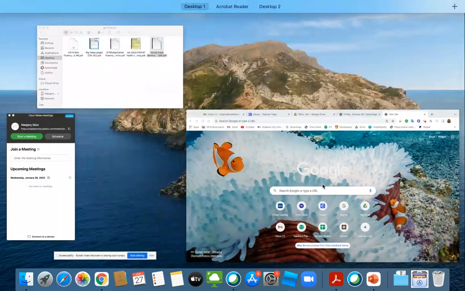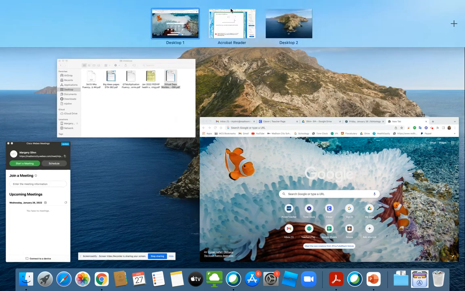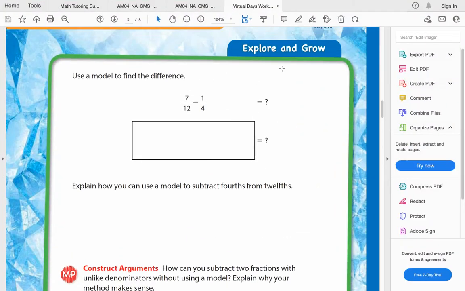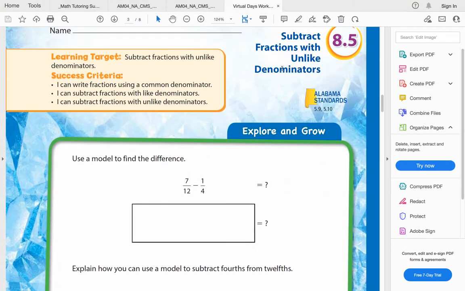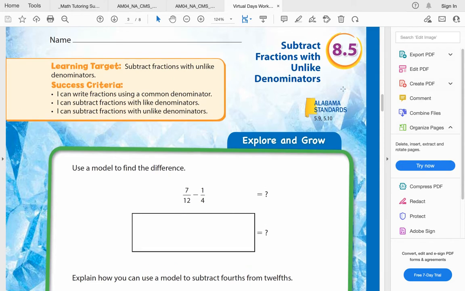Hi, everybody. Good morning. Just want to take this opportunity to talk to you about your fractions assignment for today. So we're going to go over subtracting fractions with unlike denominators this morning.